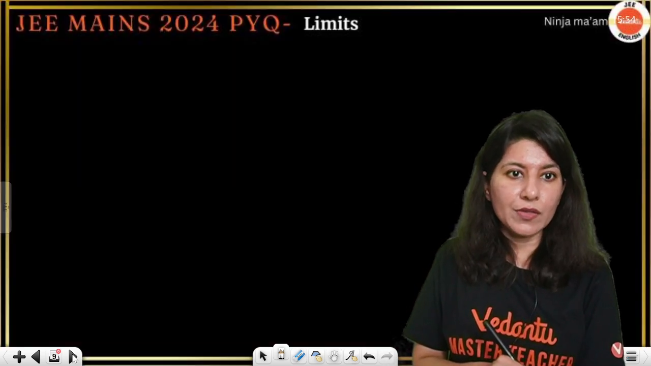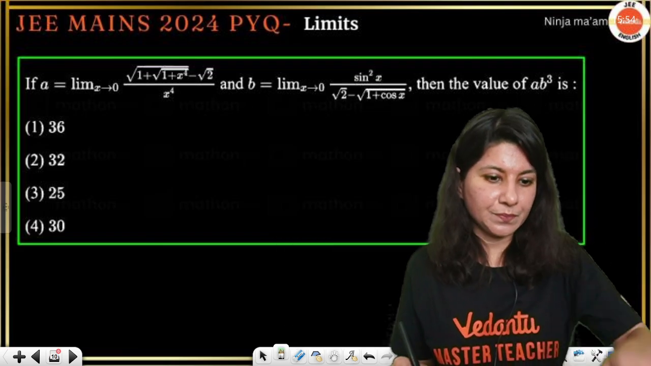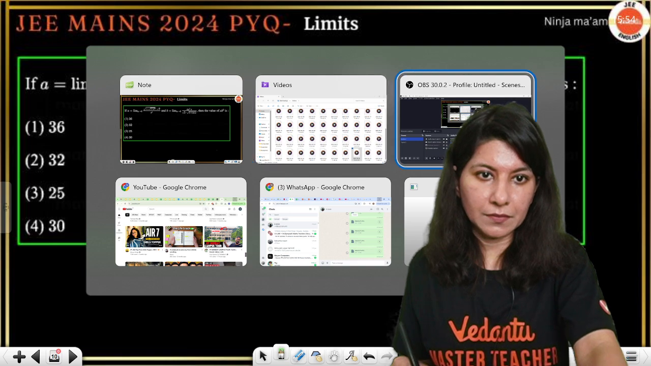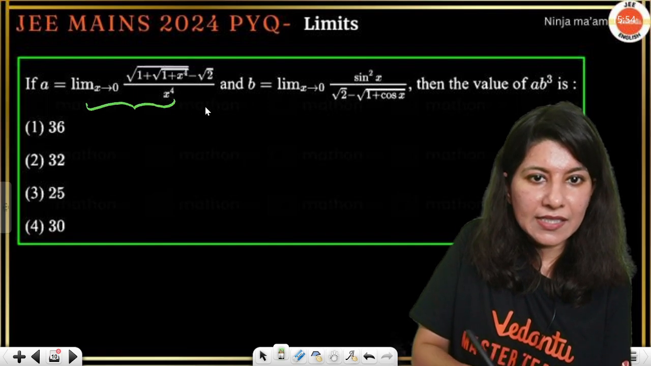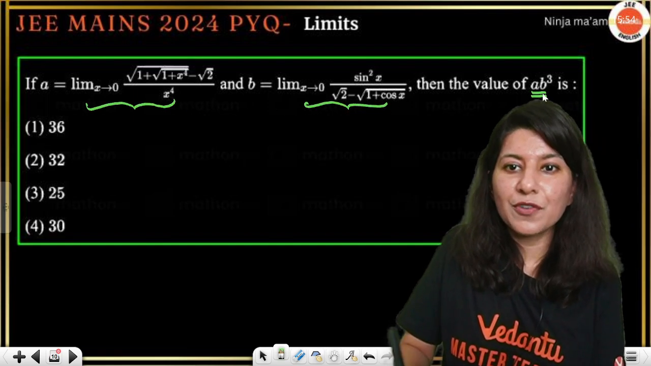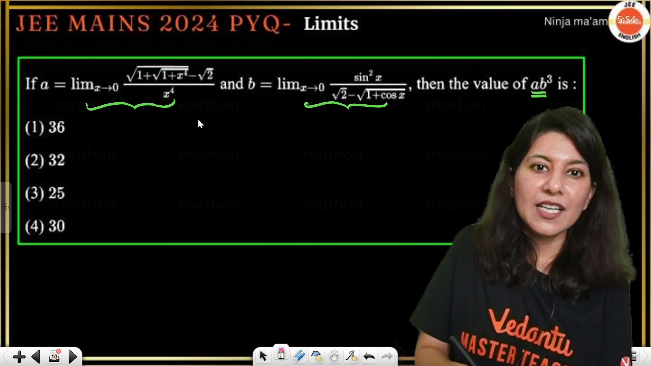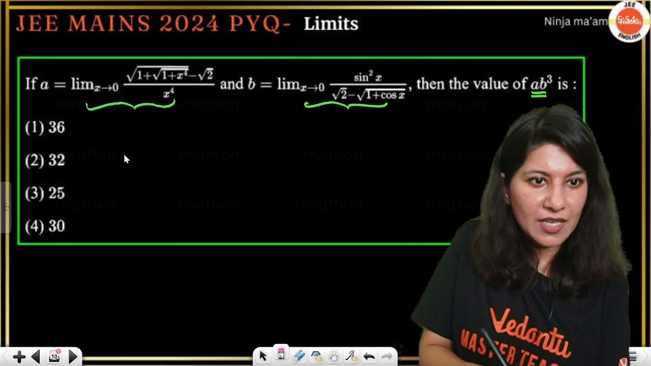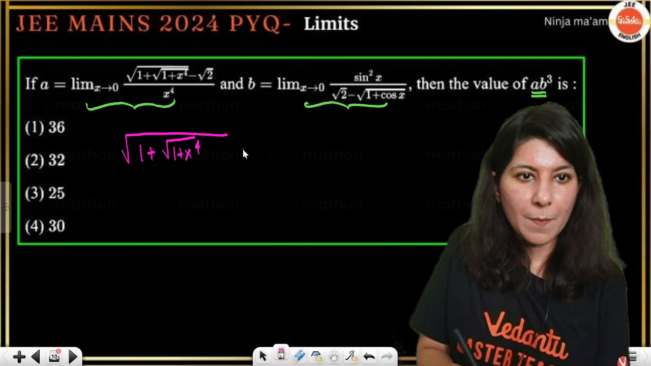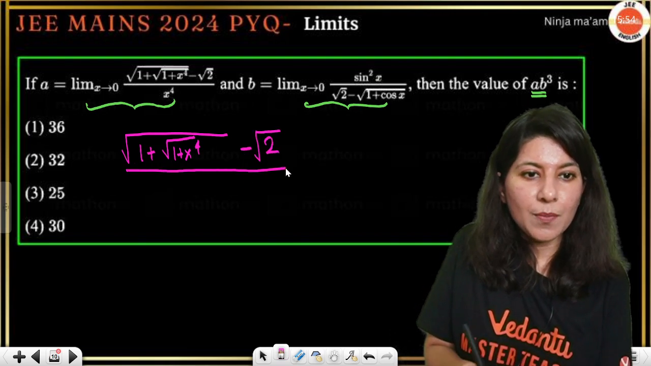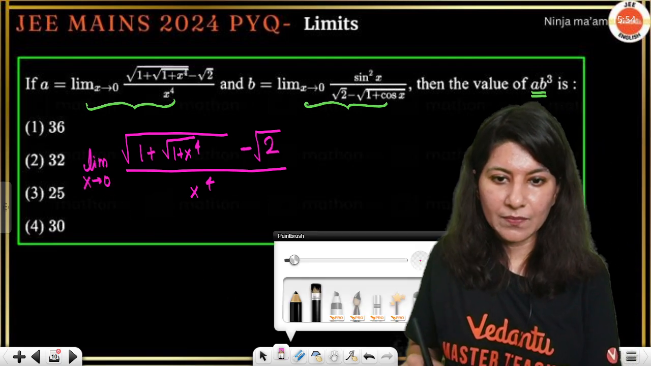Okay. All right. Now we have another question on our screen. The question says, if A is this and B is this, we are here to look for AB. Very easy question, template based question. So many questions we have done in our notes as well. This is a clear-cut question of rationalization. Square root of 1 plus root x power 4 minus root 2 upon x raised to power 4, limit x tends to 0.